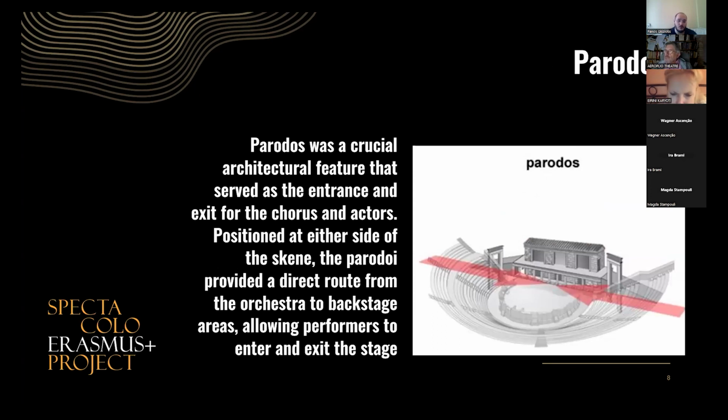Next one is parodos. In ancient Greek theater, the parodos was a crucial architectural feature that served as an entrance and exit path for the chorus and for the actors. Positioned at either side of the skini, the parodos provided a direct route from the orchestra to backstage areas, allowing performers to enter and exit the stage from that side or from the other side. These passageways were often wide enough to accommodate groups of performers, for example, the chorus, and facilitated grand entrances and exits that added spectacle to the performances.